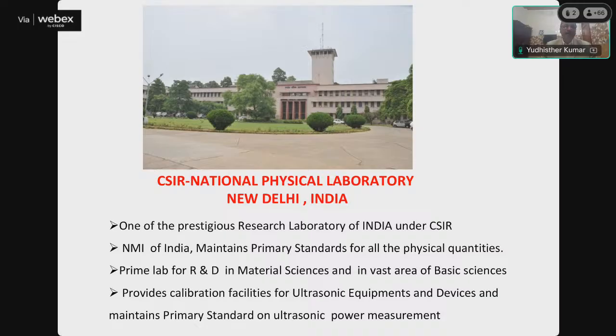In our field, it provides calibration facilities for ultrasonic equipment, whether it is NDT equipment or medical equipment, ultrasonic devices, and maintains primary standards on ultrasonic power measurement, which is essentially required for ultrasound scanners and medical diagnostic equipment.